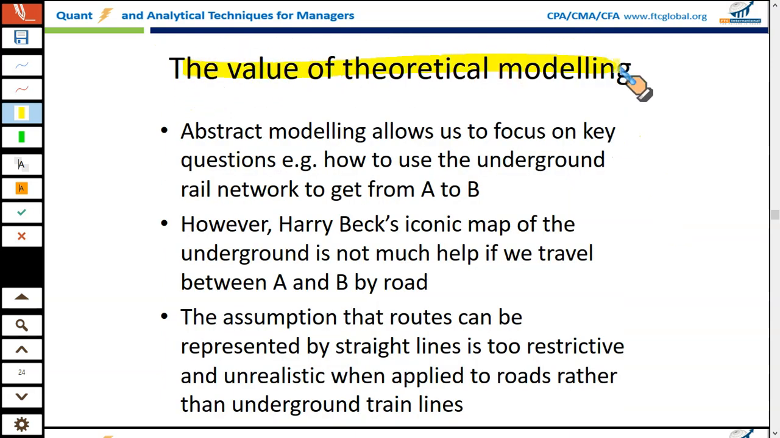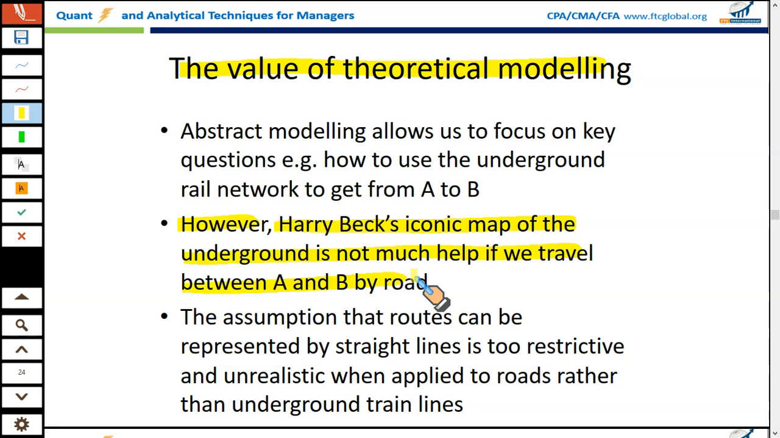The value of theoretical modeling. It says abstract modeling allows us to focus on key questions, for example, how to use the underground rail network to get from A to B. Yes, theoretical models like subway maps simplify complex information to help us focus on key aspects, such as finding the best way to get from one place A to another B using public transport. Then it says, however, Harry Beck's iconic map of the underground is not much help if we travel between A and B by road.